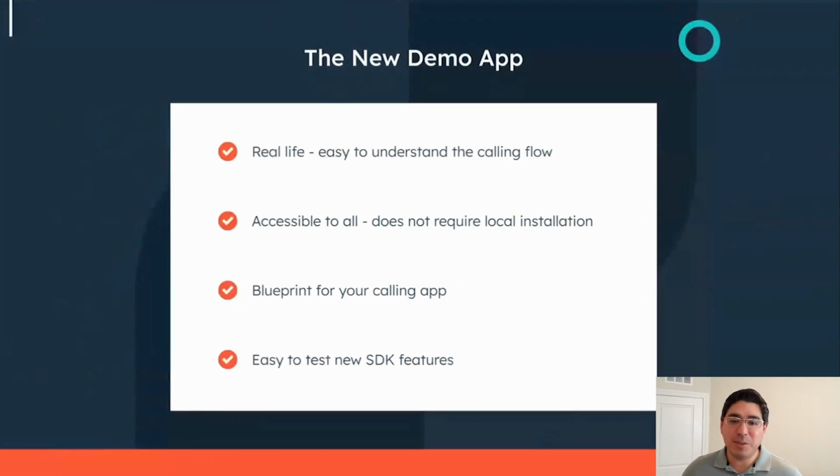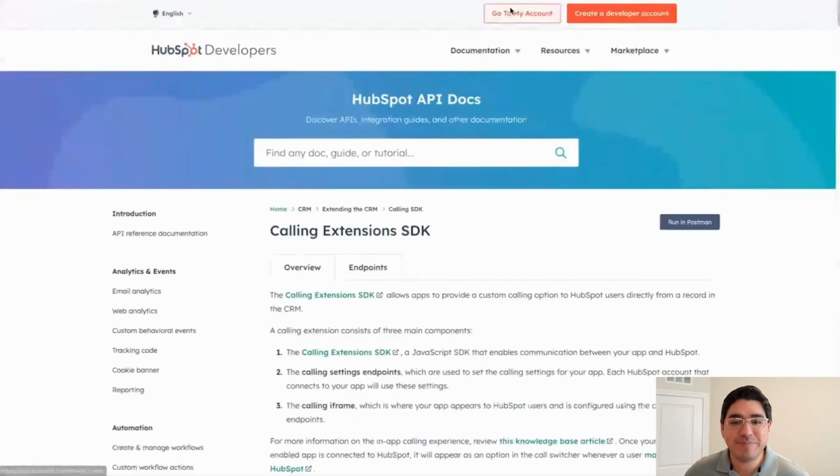The demo app is accessible to all. It does not require local installation, meaning that not just developers, but decision makers can understand the third-party calling experience. And you can also use the demo app as a blueprint for building your calling app with a HubSpot-like experience. Lastly, the demo app makes it easy to test new SDK features as we release them.